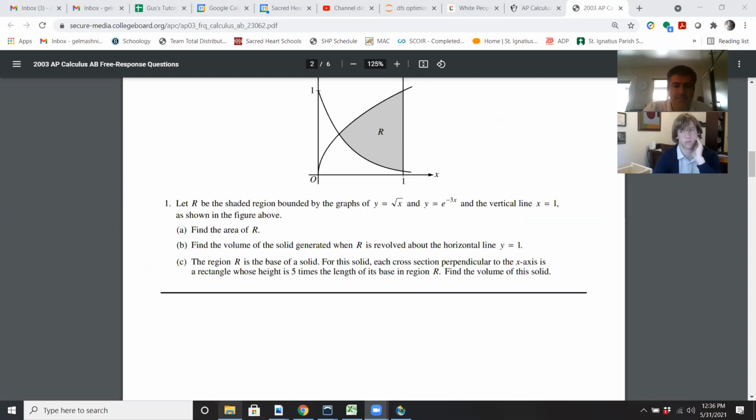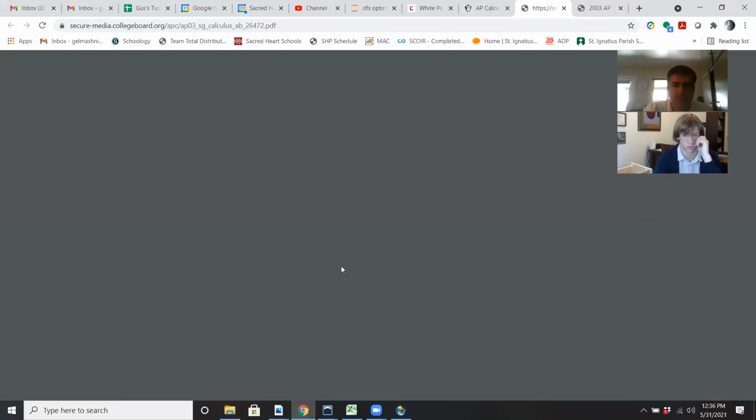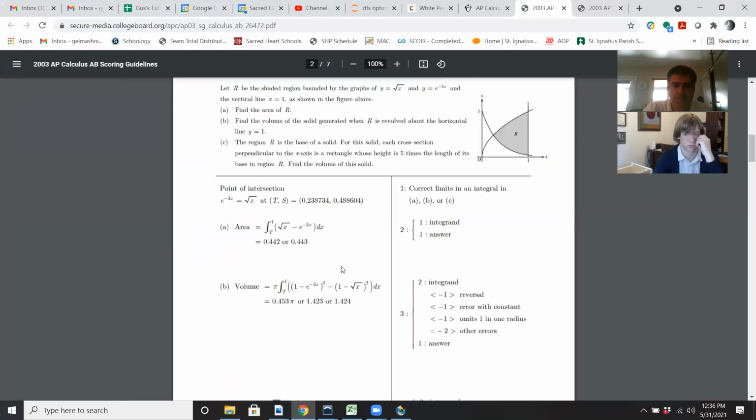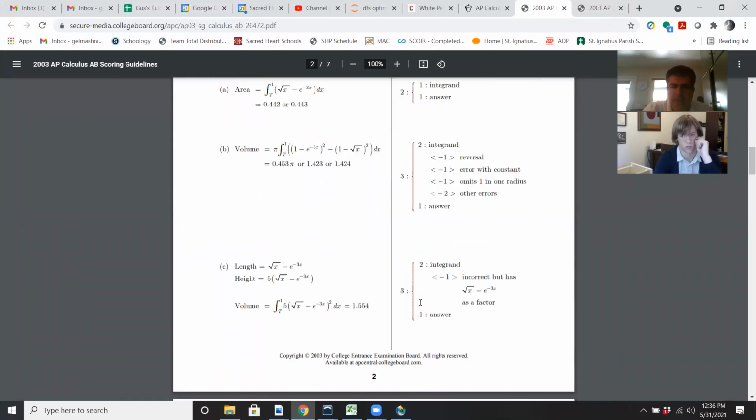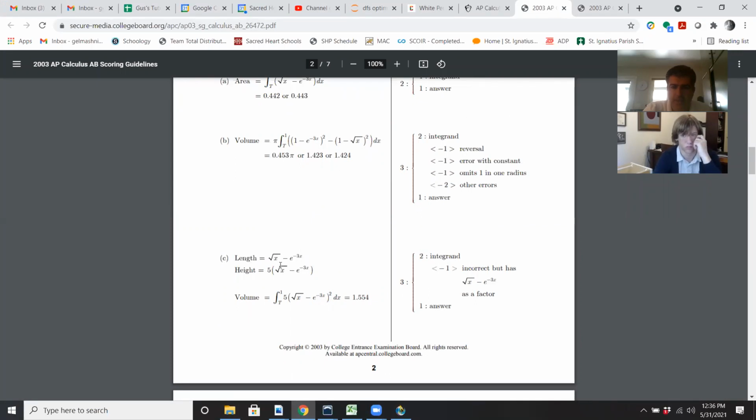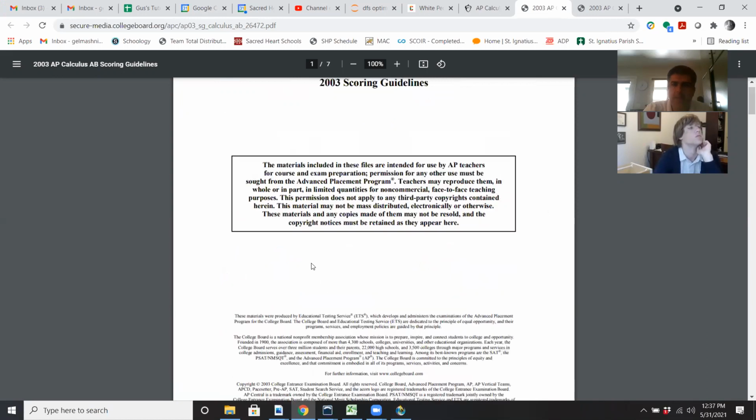Okay. If we look at the scoring, 1 point in general for having the limits of integration, because they're all the same. So that's kind of overall. And then getting set up the integral for the area and getting the right area was worth 1 point. For the volume, 2 points for the actual integral setup, 1 point for the answer. And then for getting the length, for the integral, I guess that's worth 2 points, 1 point for the answer. So that's how they break that up.